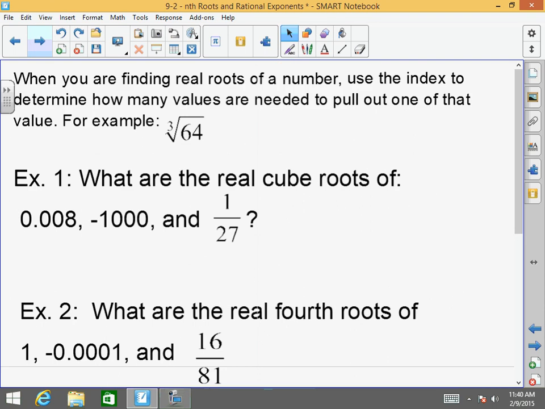When you're finding the real roots of a number, use the index to determine how many values are needed to pull out one of that value. So for example, the cube root of 64. You can break this down if you had to, okay? And every set of 3 of the same numbers comes out as one value.